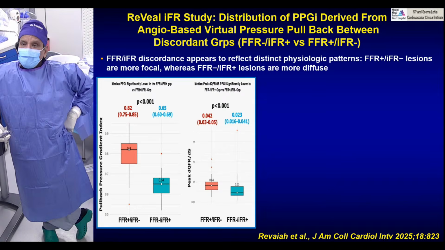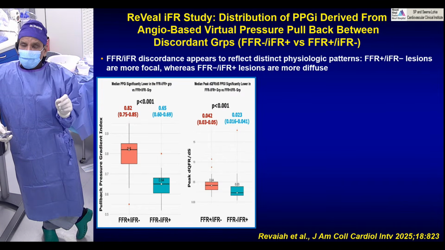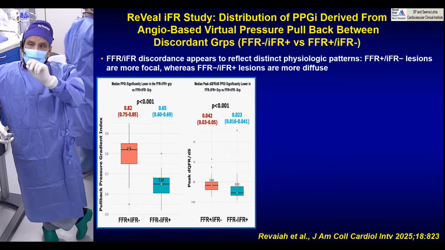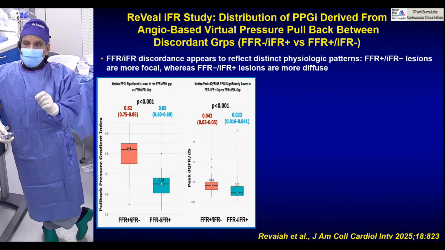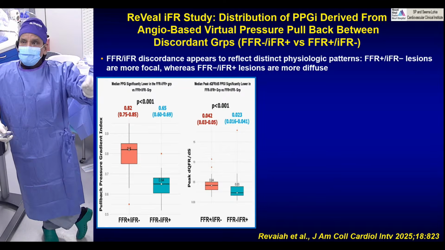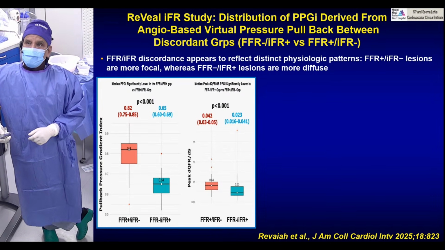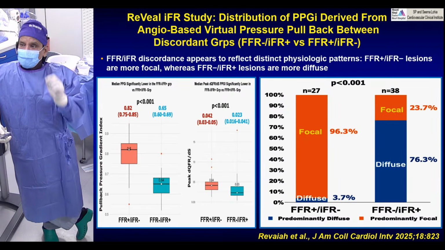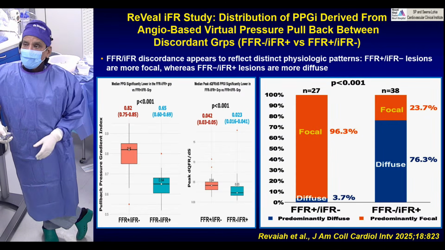So what also has been done is to look at FFR positive and iFR negative, or FFR negative and iFR positive. In the first group, FFR positive, they have a higher pressure gradient across the lesion. Compared to that, iFR positive with FFR negative has a slow decrease in the gradient. There is not a high gradient across the lesion on what we call pullback, and they call it the PPGI, pullback pressure gradient index. Therefore, FFR positive, iFR negative is focal disease. Then FFR negative, iFR positive is diffuse disease, as has been shown with this study.